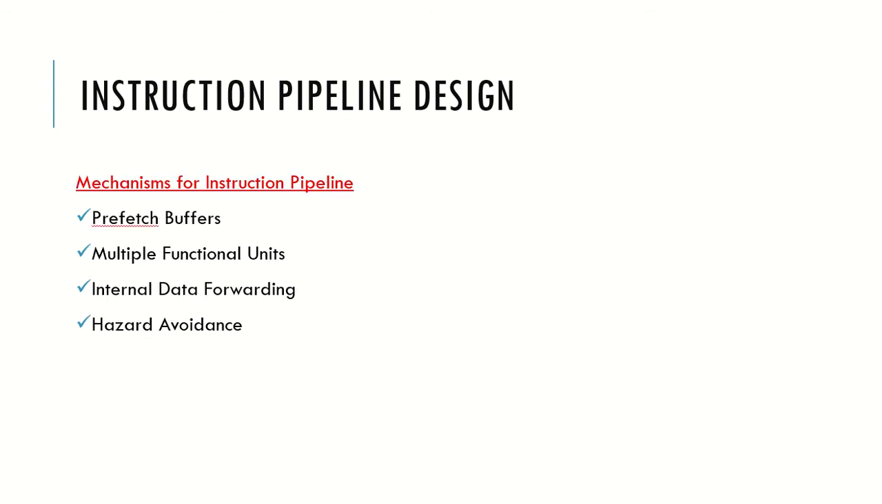Now, what are the mechanisms that you can adopt in the case of an instruction pipeline? That is our next topic of discussion. There are actually 4 mechanisms that you can make use of. First one is prefetch buffer. Then you can use multiple functional units. Then you can think about internal data forwarding and also hazard avoidance. So these are the 4 mechanisms by which you could ensure efficiency of an instruction pipeline. We'll see all these 4 in detail, starting with the prefetch buffer.